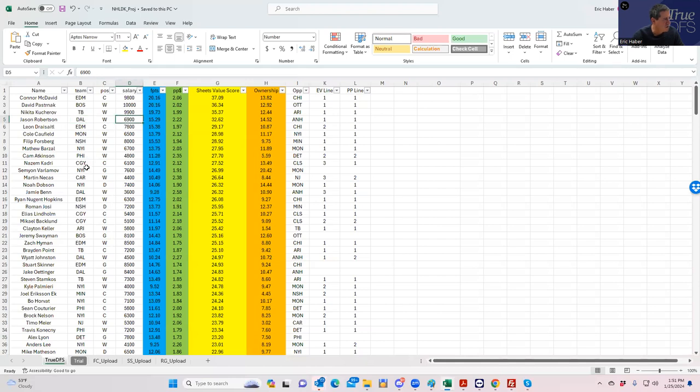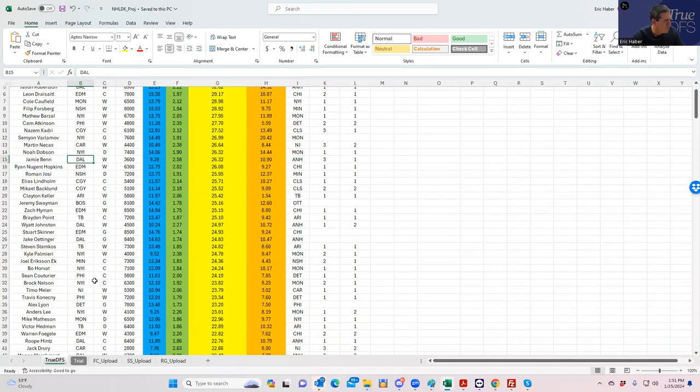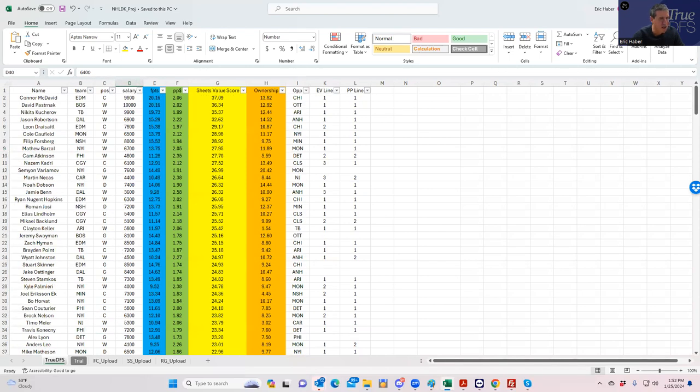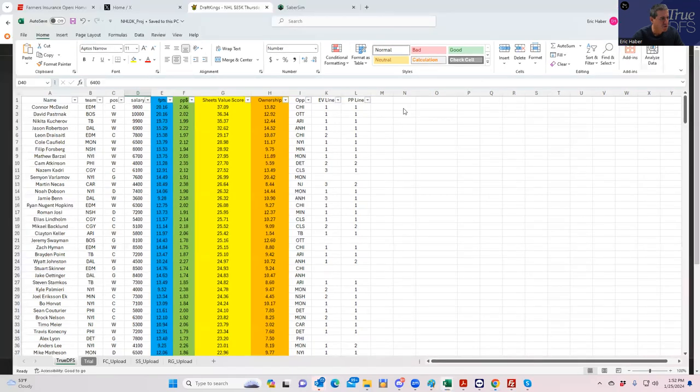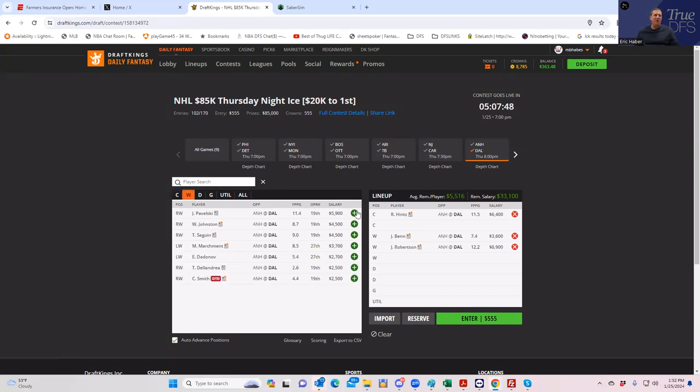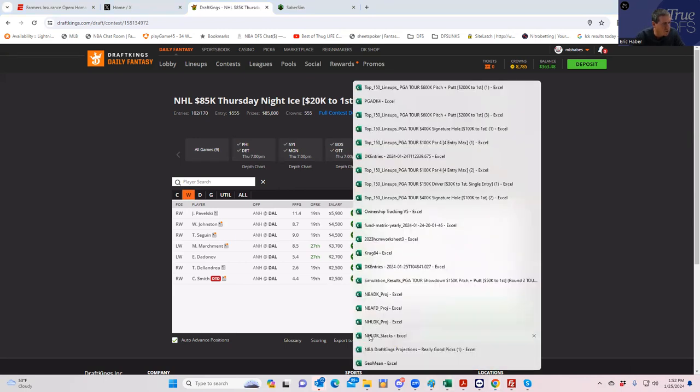Jason Robertson, strong. Basically, we're going to play that. Boy, it's kind of tough because these guys aren't rated so high. So you have Hintz, Robertson, and Benn. We can start with those guys: Hintz, Robertson, and Benn. And we want to at least get a fourth. So what else would we like?